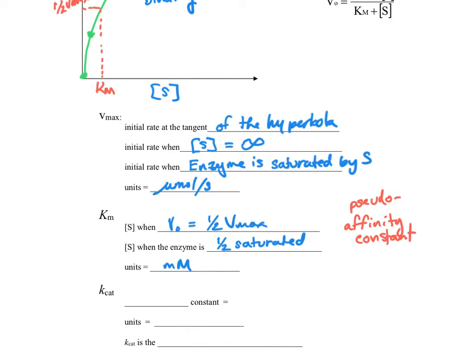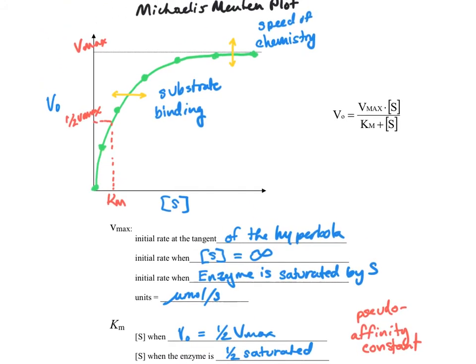But I want to spend more time talking about the Vmax. We said above that the Vmax is really the height of this curve where it tangents out, and that tells you something about the chemistry. Now, the problem is that Vmax is not a true constant.